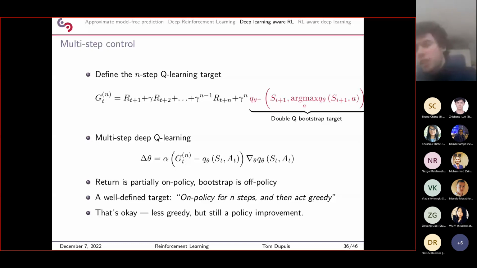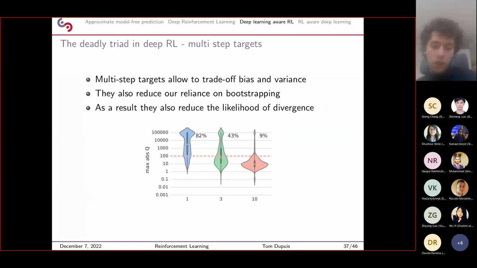which corrects a little bit the problem. Also, it's less greedy because we are more on policy, but it's still a policy improvement step, so it's a good one. And it might be especially powerful for deep reinforcement learning, multi-step evaluation, because as you can see, by using 10-step bootstrap, you actually completely solve the problem of overestimation over just using one step. So it's another way of reducing the reliance on bootstrapping and breaking the deadly triad.